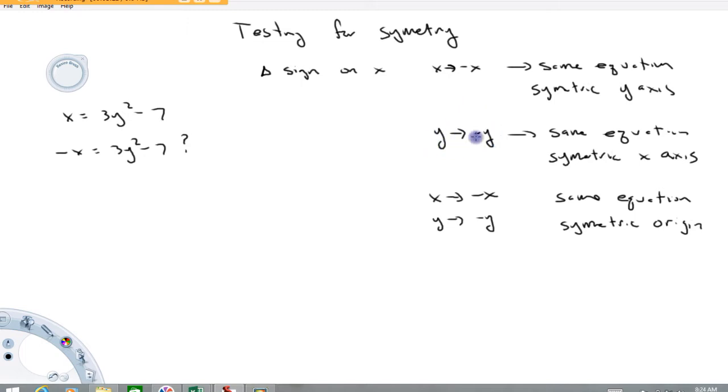All right, test number 2. We'll replace y with minus y and see what happens. That equation is now going to read x equals 3 times minus y squared minus 7. Now, when we take minus y and square it, the minus sign becomes positive, so we just end up with 3y squared minus 7. And don't forget it's x equals, this is the same equation as this. So it has passed, if you will, this test. So this graph is symmetric about the x-axis.